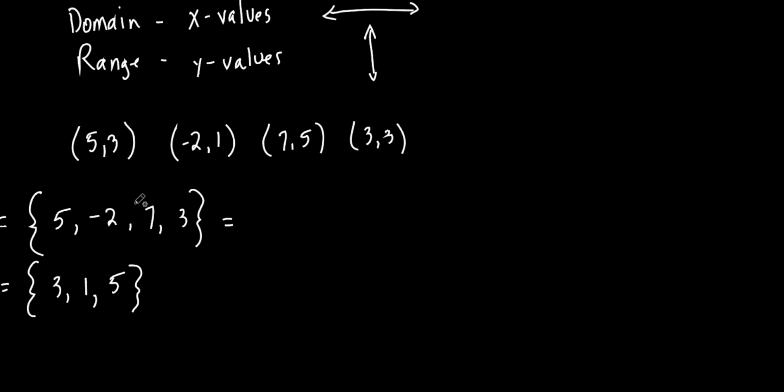Now, a lot of times, they want you to put this in order. So if you have a bunch of numbers in a set, a lot of times they want you to put it in order. So let's just put it in order. Again, nothing really tough. What would be first? -2, and then 3, and then 5, and then 7.